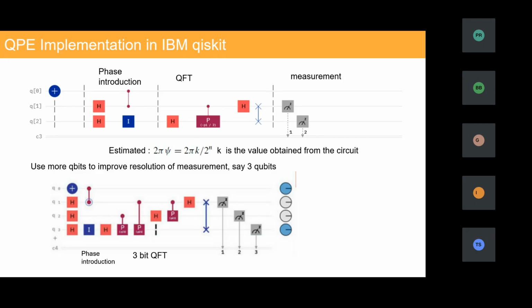So depending upon the degree of resolution with which you would like to measure the phase, you're going to enhance the size of the QFT circuit, and correspondingly you're going to also increase the number of bits in the C register. Okay, so that is what I just wanted to demonstrate and show to you.